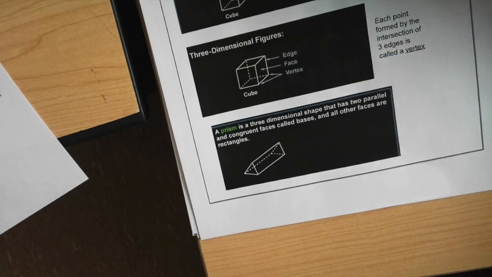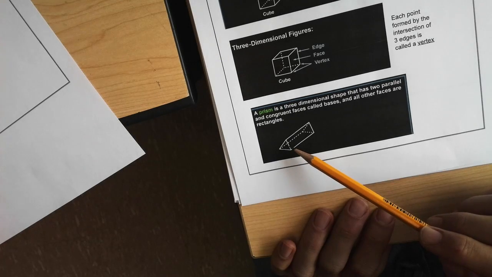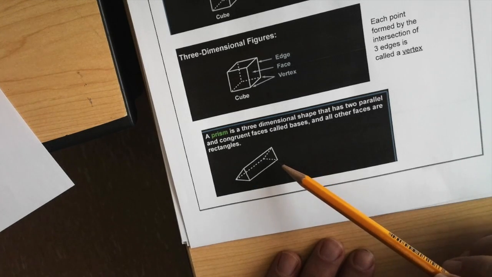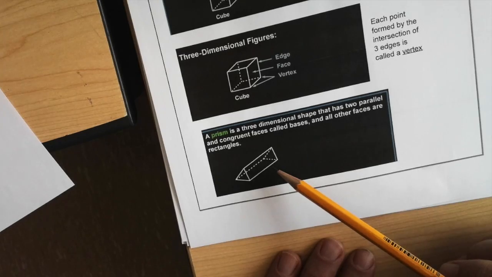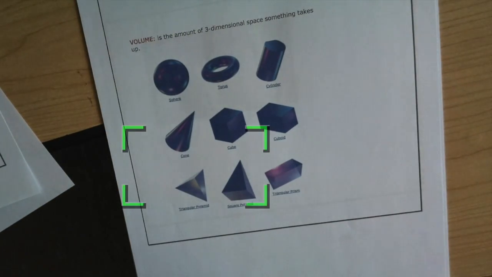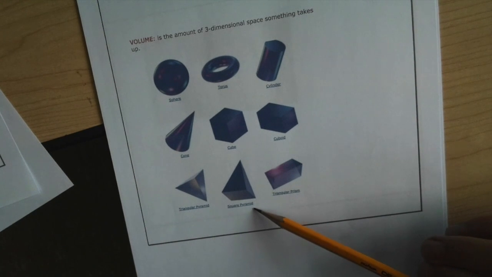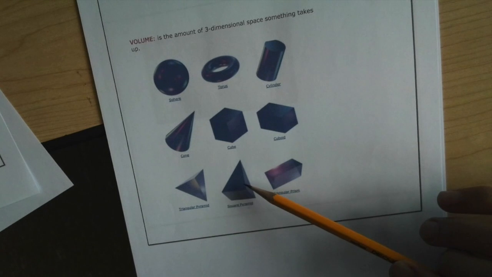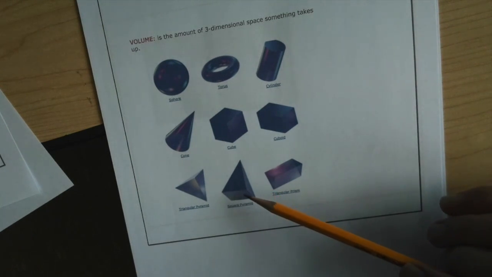And a prism is a three-dimensional shape that has two parallel and congruent faces called bases. And what are the bases of this prism here? They're triangles. So this would make this a triangular prism. Here are some examples of some common 3D shapes. See how this is a square pyramid? We identify its base first, and then identify that the rest are triangles. Therefore, it's a square pyramid.